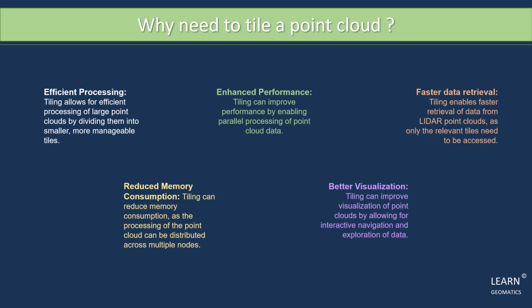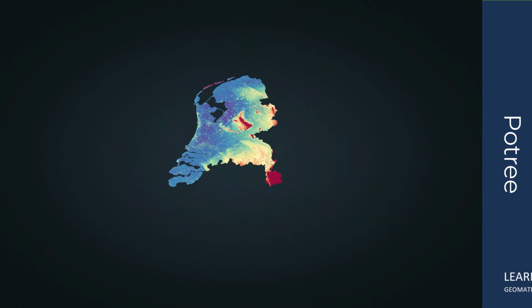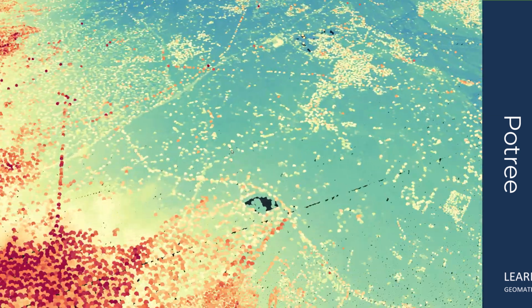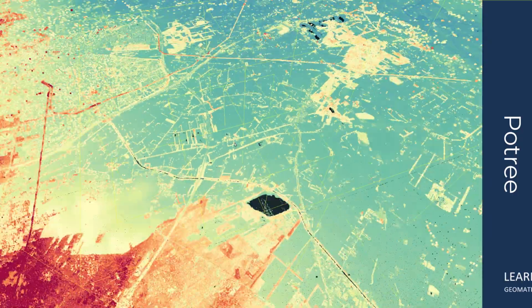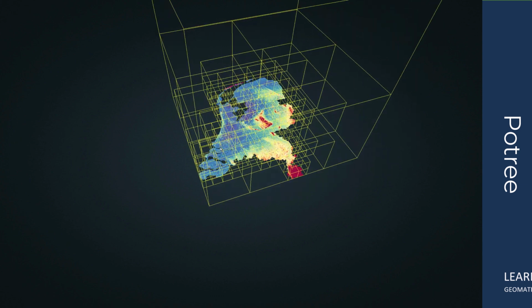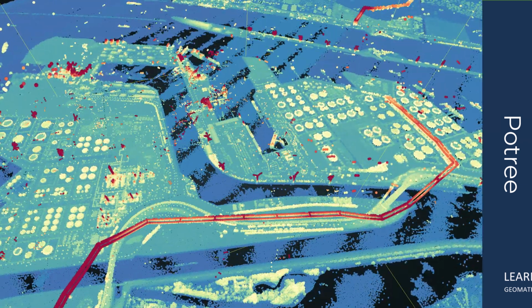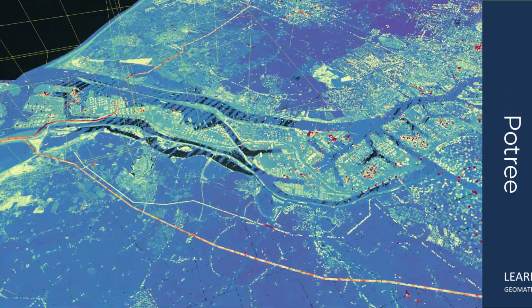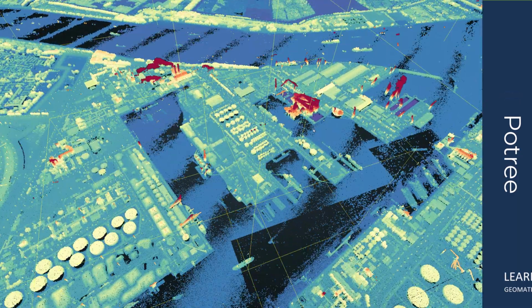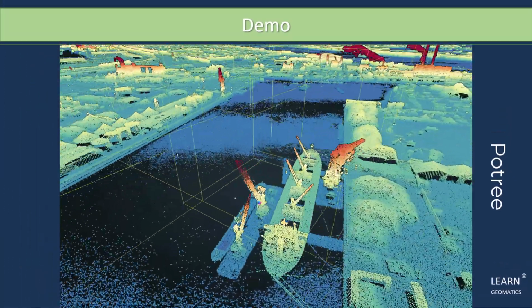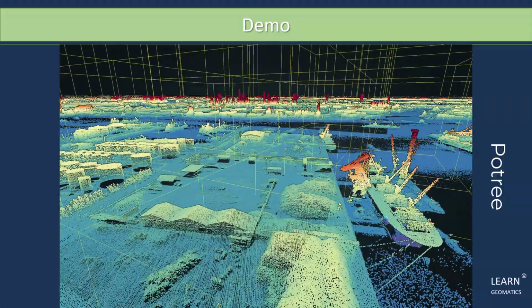In this demo of tiling for 3D point cloud visualization, we showcase how tiling can be helpful for visualizing large point cloud datasets. Specifically, we demonstrate the use of Potree and its utilization of an octree structure for efficient visualization. This demo highlights how tiling can improve the performance and interactivity of point cloud visualization, even for datasets containing billions of points.